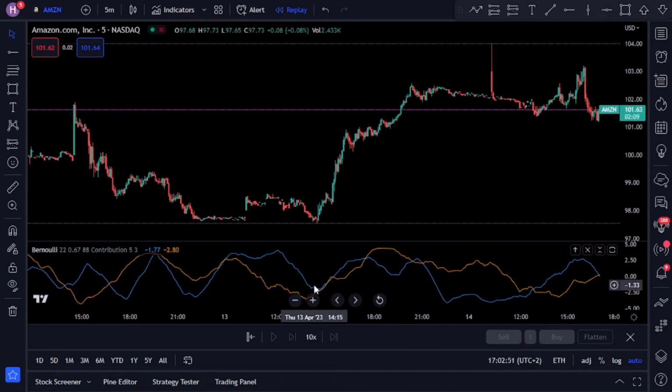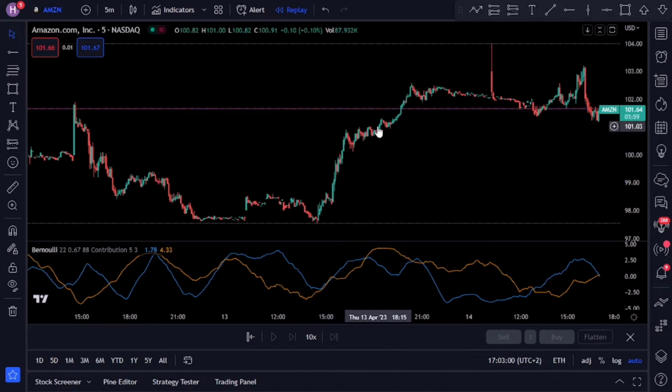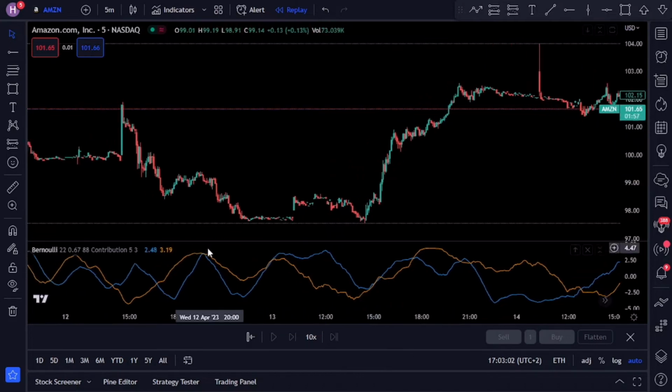When it comes to a buy trade, you will need to wait for the price line, which is blue, to cross the yellow line from the bottom to the top. The opposite is true for a sell trade. You will need to wait for the blue line to cross the yellow line from the top to bottom.